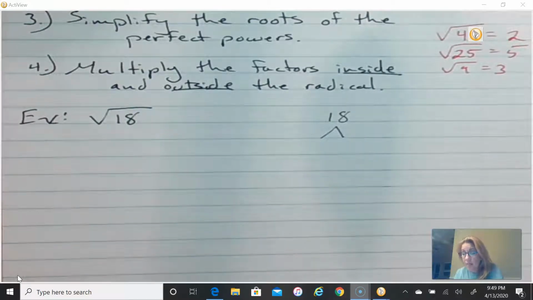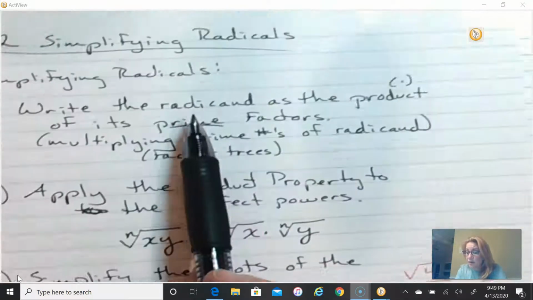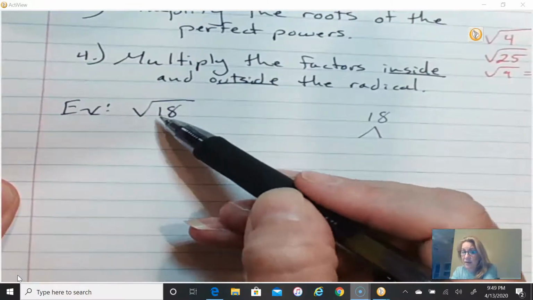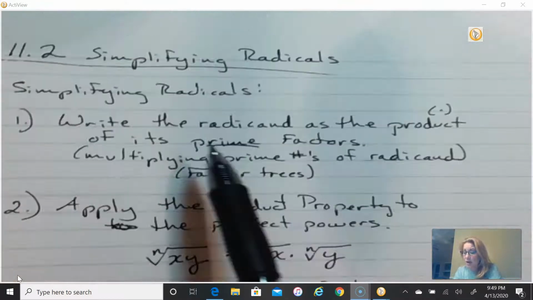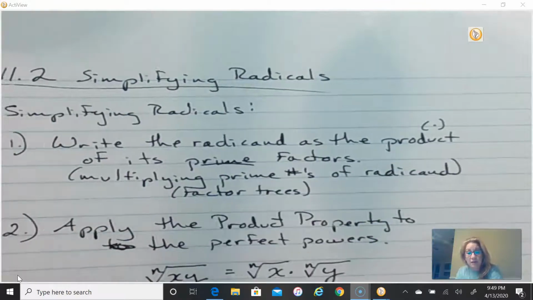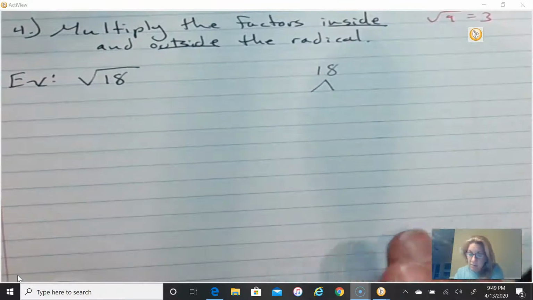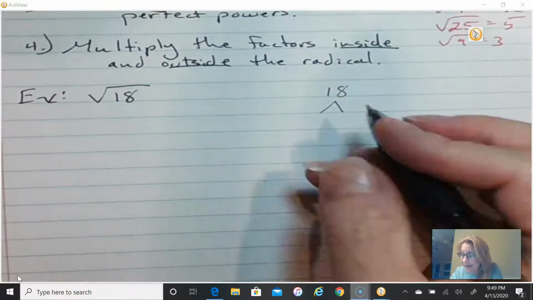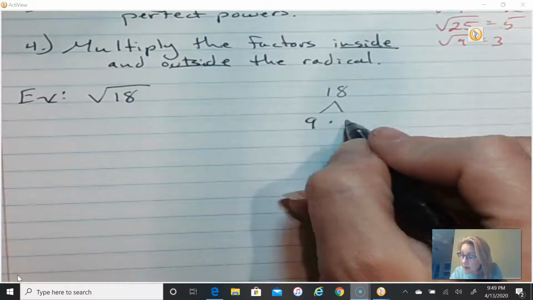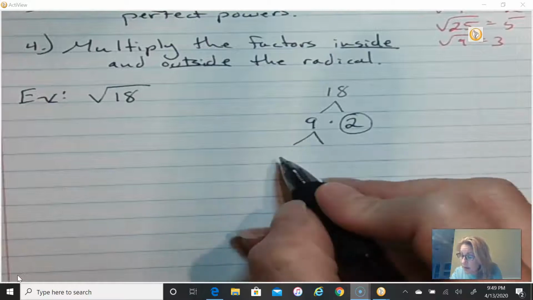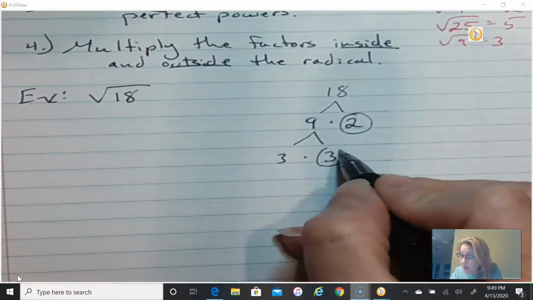So step 1, factor trees. Write the radicand. Remember, the radicand is the number inside here. This 18 is the radicand. Write the radicand as the product of its prime factors. Basically, you're doing a factor tree. So let's say what 2 numbers give us 18. We can say 9 times 2. 2 is prime, so we circle it. 3 times 3. We circle them.